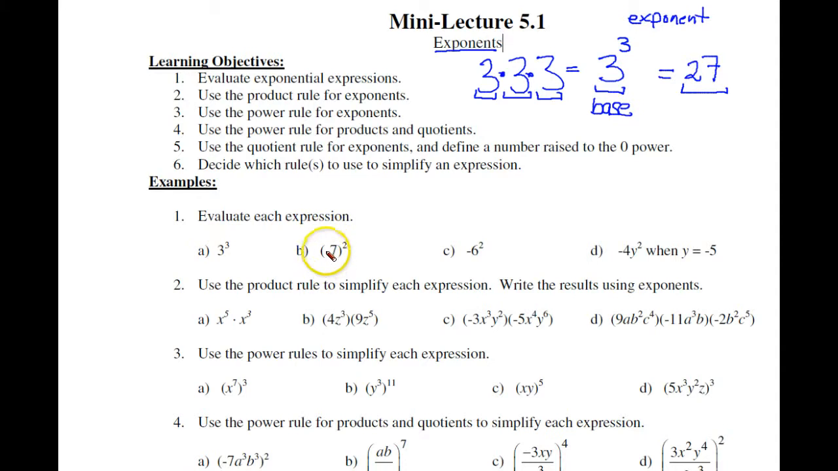Now the second is -7 times -7. Now notice negative times negative will make it a positive. We don't write that, and that'll be a 49.